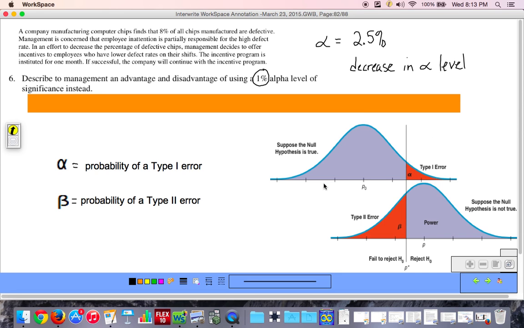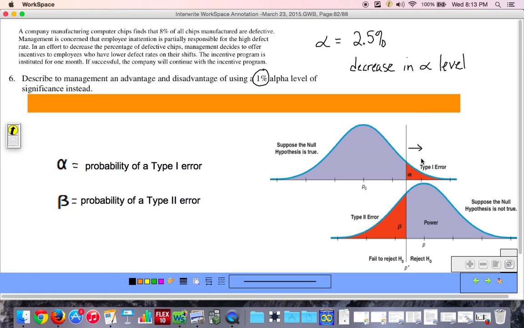So let's just talk about alpha and beta for a minute. Alpha is the probability of a type 1 error occurring. Beta is the probability of a type 2 error occurring. Just take a moment and look over here at this visual, and please pay attention to this vertical line. If the alpha level decreases, that means this vertical line would move to the right, okay?